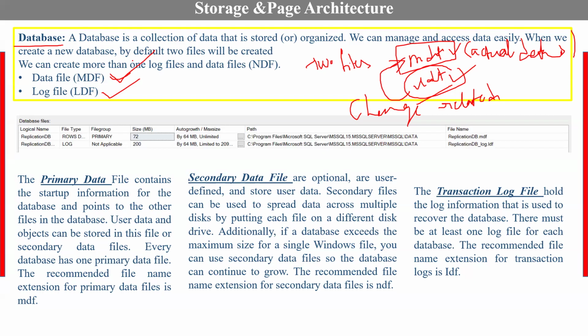We will create the databases and grant the required permissions to perform certain activities on those databases. Whenever you create a database, by default, two files will be created. One is a data file, one is a log file. The data file contains the actual data, and the log file contains the change related information. Whatever changes you perform, all the changes are first registered in the log file, then finally it goes to the MDF file.